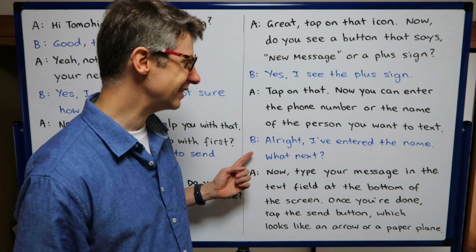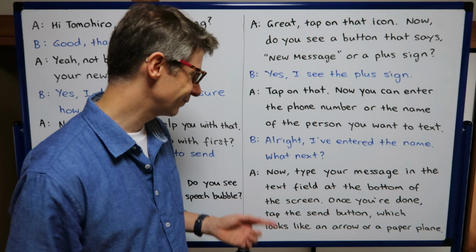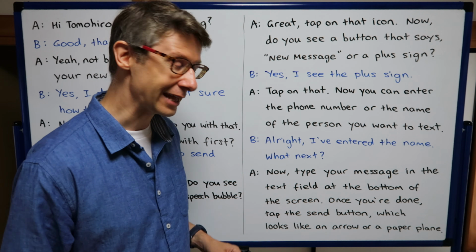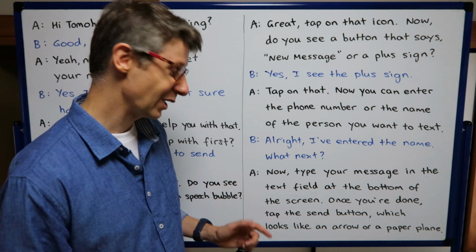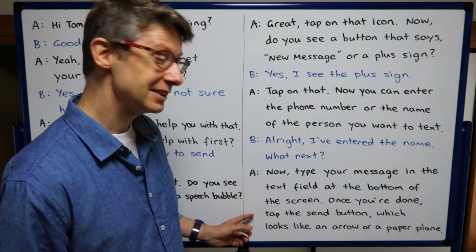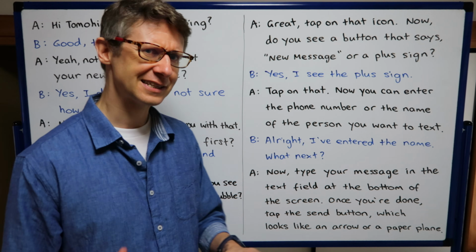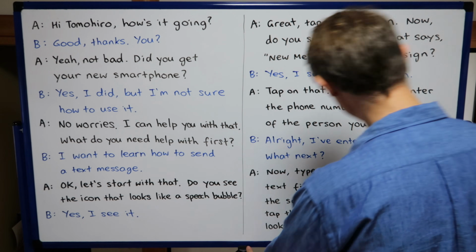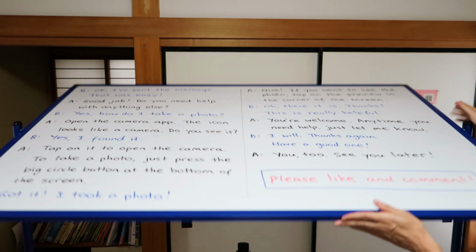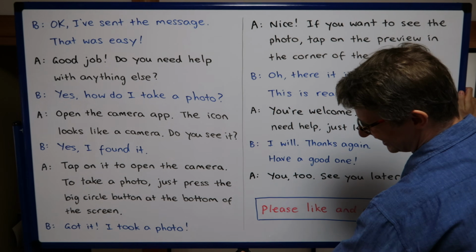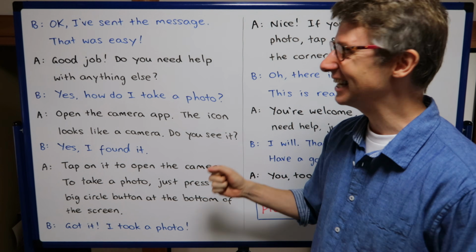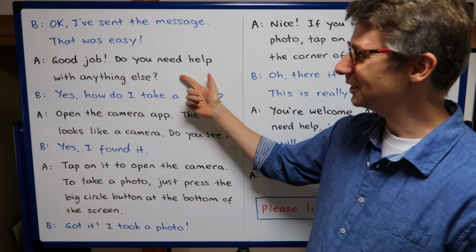Alright, I've entered the name. What next? Now, type your message in the text field at the bottom of the screen. Once you're done, tap the send button, which looks like an arrow or a paper plane. Okay, I've sent the message. That was easy. Good job.